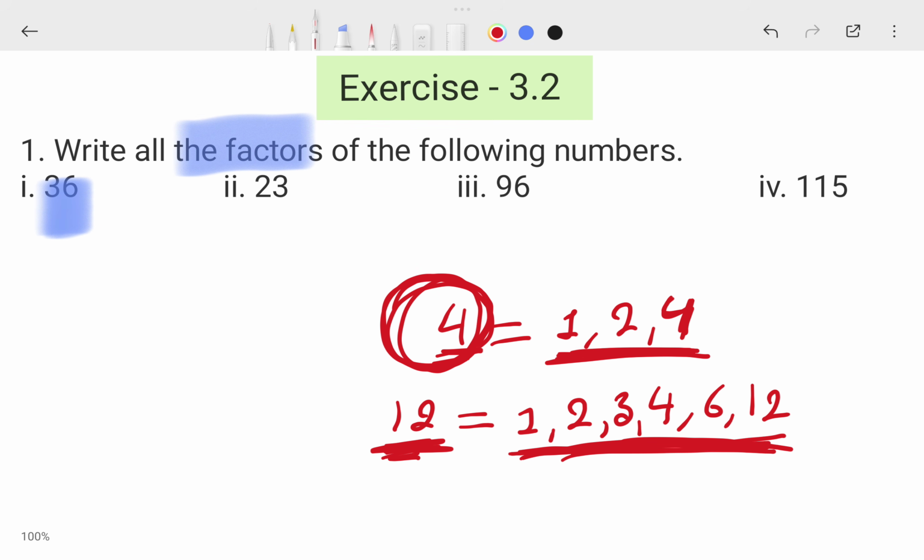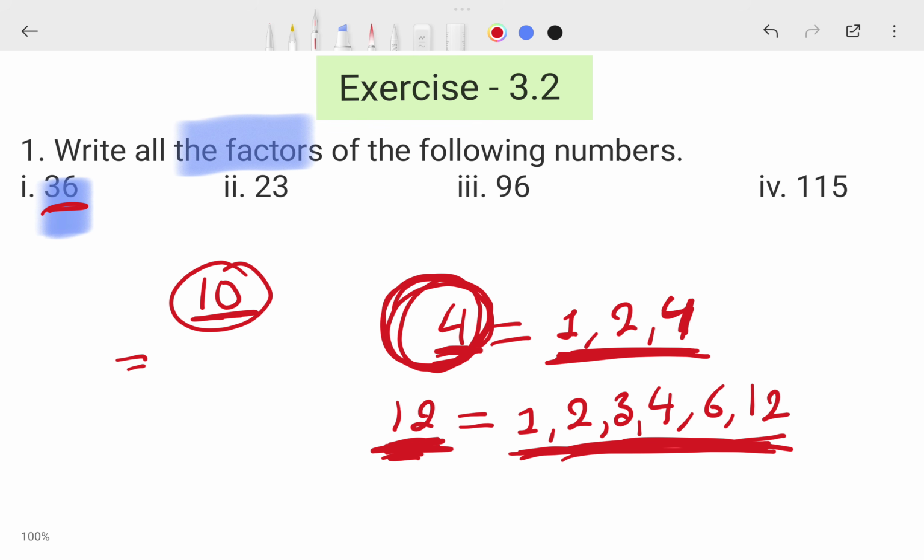Factors will go up to 12 only. If 10 is given, we have to count factors only up to 10. If you are looking for 4, then 4 will divide from the 1 table to the 4 table only. If you count 12, 12 will also divide from the 1 table to the 12 table only. Like 36 is there, 36 will divide from the 1 table to the 36 table only.